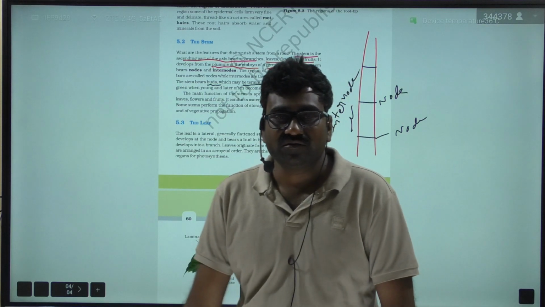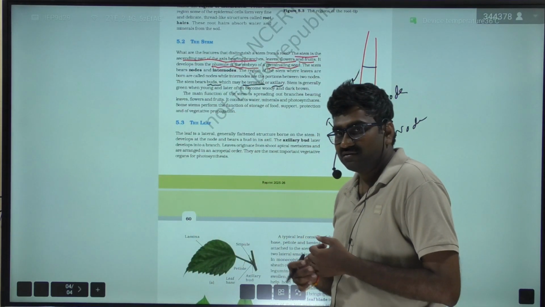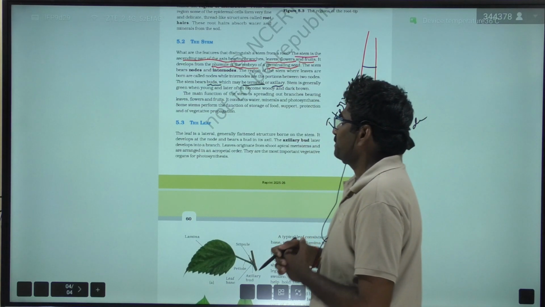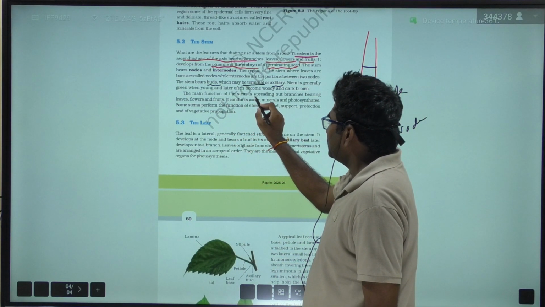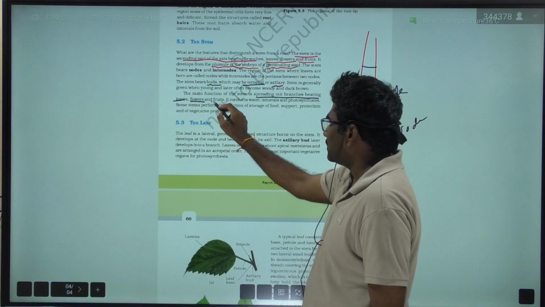So stem, when young, is green. When it becomes mature, it changes its color to brown. The main function of the stem is spreading out branches bearing leaves, flowers and fruits.